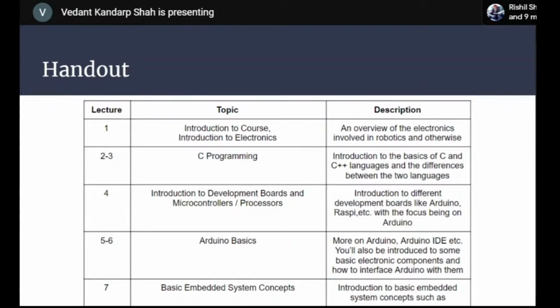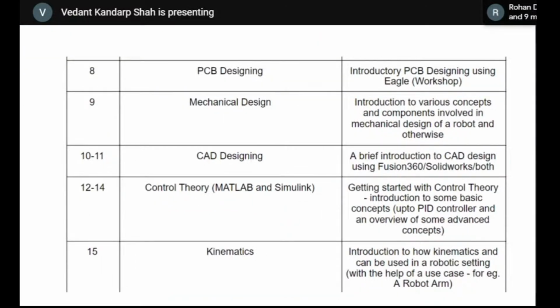Once we're done with Arduino basics, we'll move on to some more advanced concepts in embedded systems such as PCB designing and interfacing sensors with Arduino. There are a lot of other things too. For example, we have LED screens and servo motors that we can interface with Arduino. So this is all the basic electronics part. From lecture 9, we'll be doing mechanical design, and as I mentioned before, we'll be introducing you to some basic mechanical components that go into building the physical robot, and we'll also be doing CAD designing.